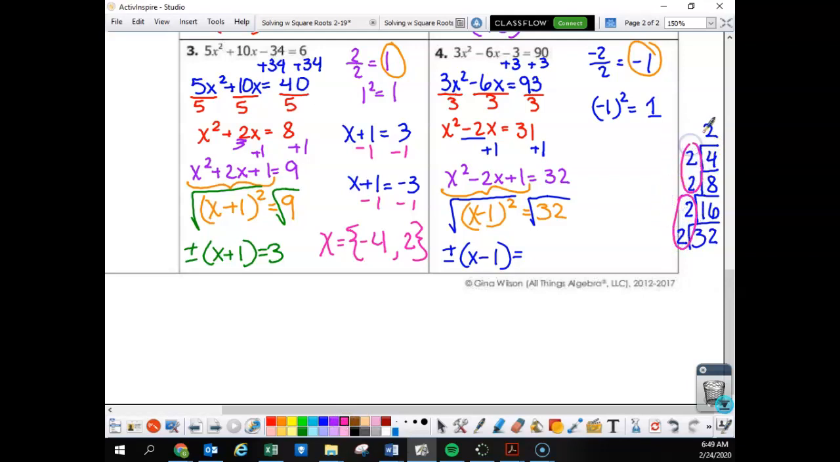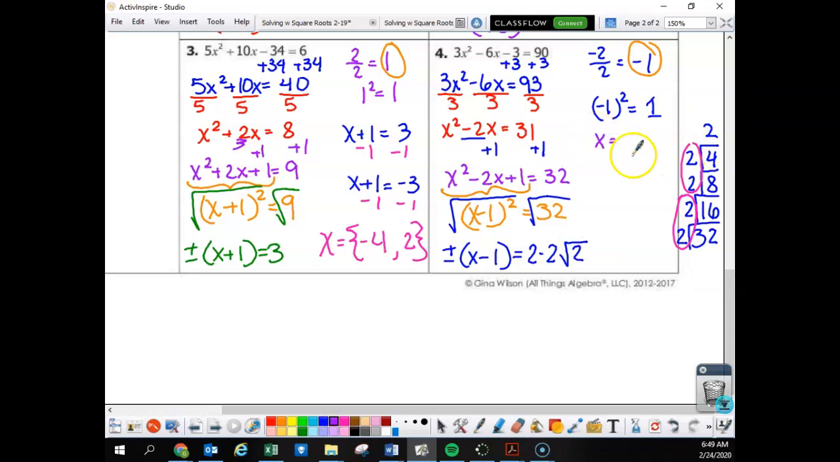2, 2, and then one 2 left over. So that means this is 2 times 2 square roots of 2. So this 2 came from one of the pairs. This 2 came from the other pair. This 2 is from the uncircled. And so this is where you split up your cases.